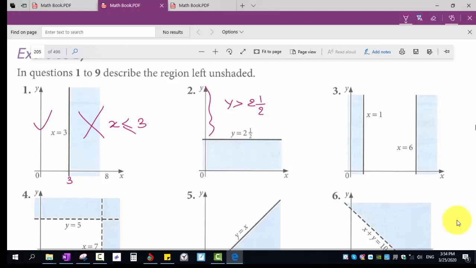Question 3, we can represent this as one inequality. Here, what is special about these numbers? These numbers are the numbers between 1 through 6. So it means we can write it like this: x is more than or equal to 1, and it's less than or equal to 6.